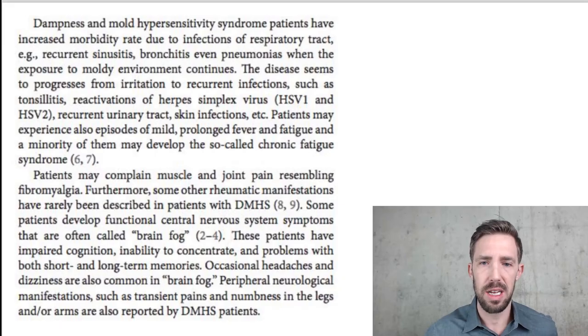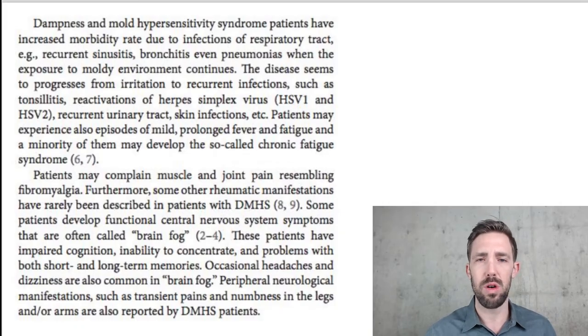Sinusitis, bronchitis, even pneumonias, when the exposure to the moldy environment continues. I just heard of somebody who had moved into a new home. I don't know if it was new to them in the summer. Fine, enjoyed it. When the HVAC turned on, the heat turned on in the fall, she got pneumonia and kept having pneumonia, and it wouldn't go away. And in their HVAC repair, they found a bunch of mold.